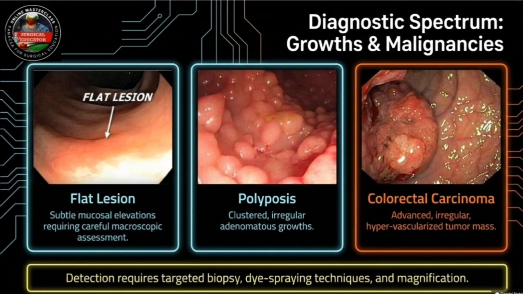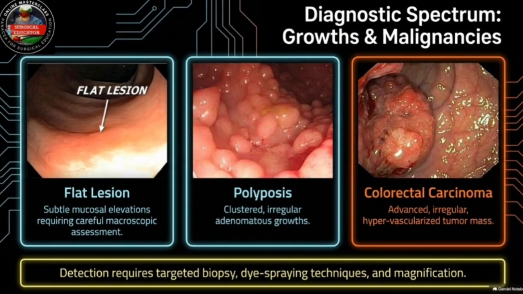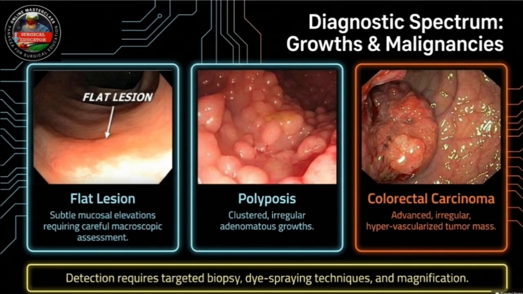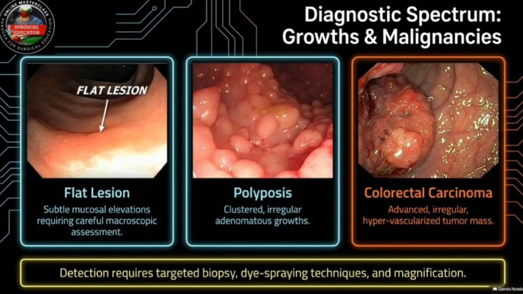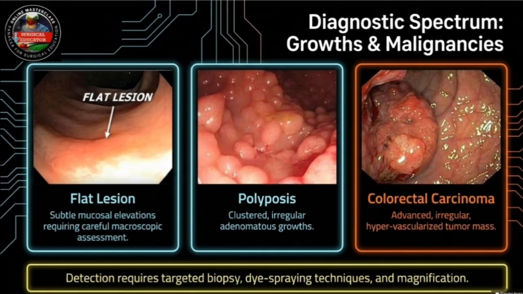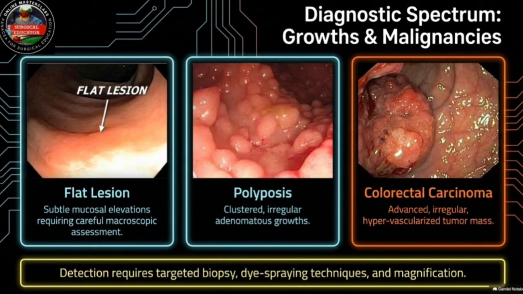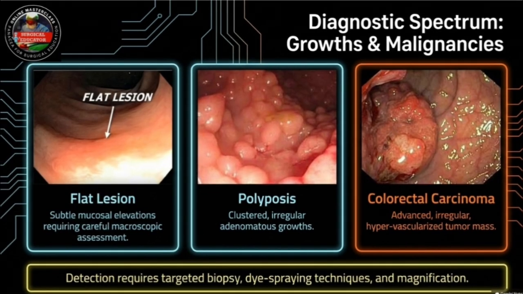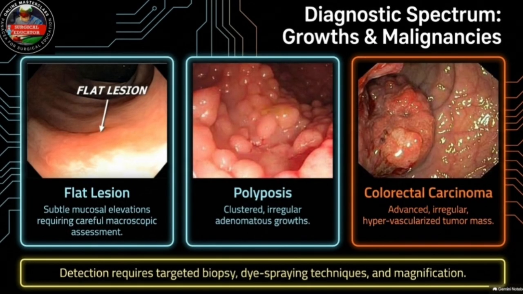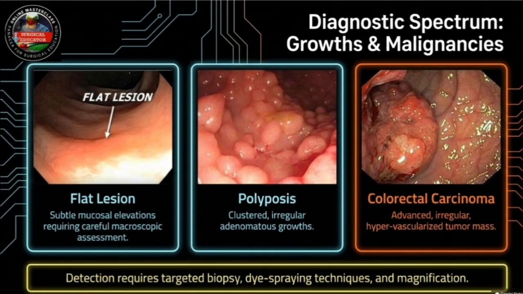No, the dye doesn't actually stain the cells. Instead, it pools in the microscopic crevices and pits of the mucosa. By pooling in the margins around the abnormal cell growth, it visually outlines the precise borders of the flat lesion. Allowing the surgeon to target it for biopsy or removal? Exactly. It acts like a topographic highlighter. That is so clever. Now, growths aren't the only pathology we encounter.